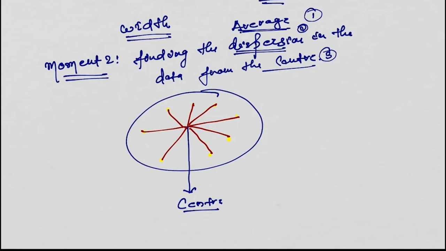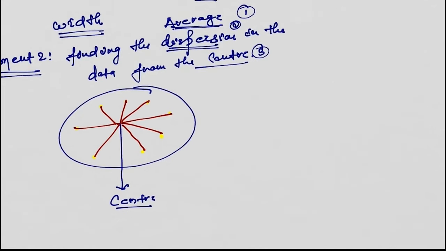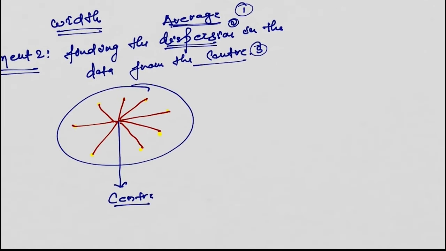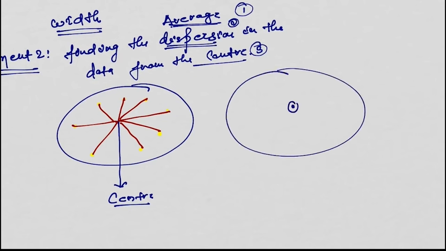How will you find? Pause the video and think about it. Really, pause the video and think about it. This will develop your intuition. Okay. I assume you have paused the video and already thought about that, how you will find out the average dispersion from the center. So the first step in finding the average dispersion from the center is to find the center, right?